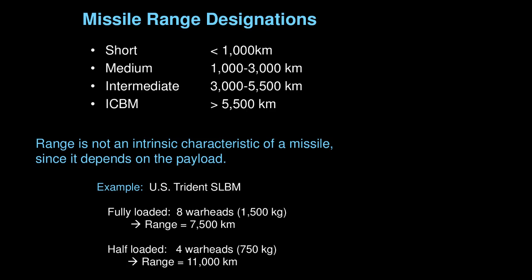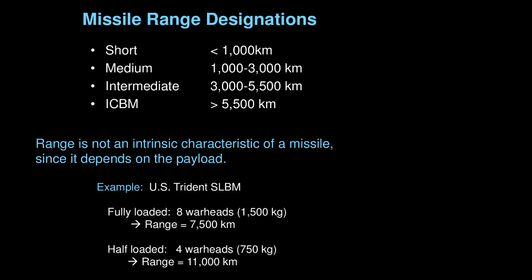Another point that I think is clear to most people, but I just want to make up front, is that range, which is one of the things we'll focus on, is not an intrinsic characteristic of a missile. It depends on the payload. One example is the U.S. Trident submarine-launched missile, fully loaded, which has 8 warheads and has a range of about 7,500 kilometers. If I remove half of those warheads, down to 4 warheads, then the range goes up to 11,000 kilometers.